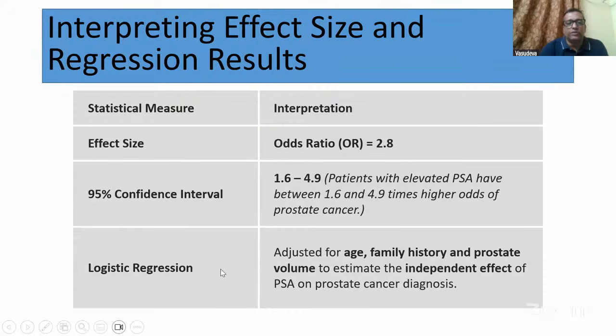And further, we use a technique called logistic regression, which will give the adjusted odds ratio, adjusting for all other factors which are in the model.